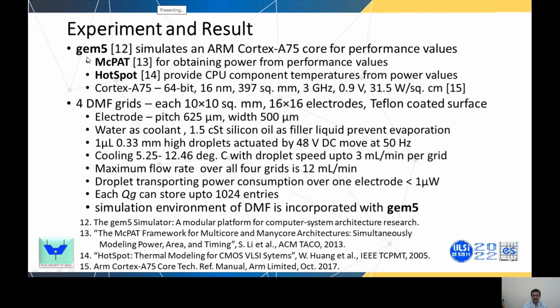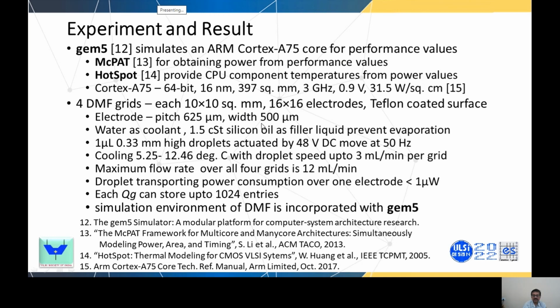The experiments have been carried out through simulation. We have simulated the ARM Cortex A75 core for performance values, and these performance values are utilized to get the power trace from McPAT. The power trace and the floor plan of the processor are utilized to get the thermal temperatures for the given power values of different processor units.